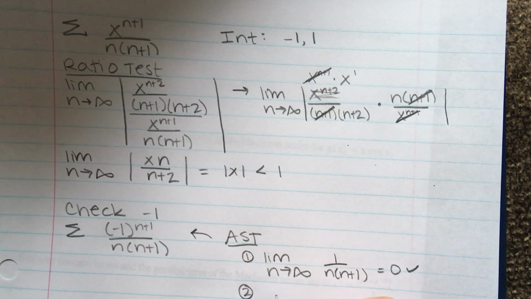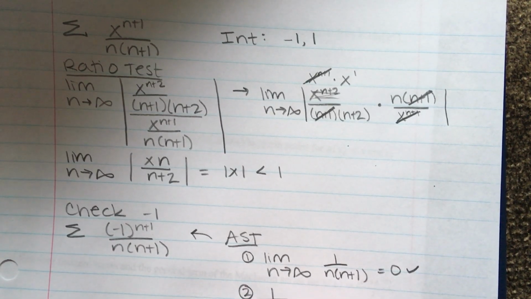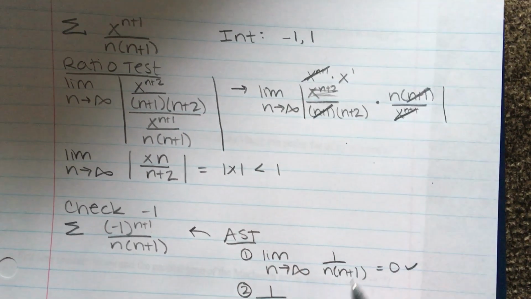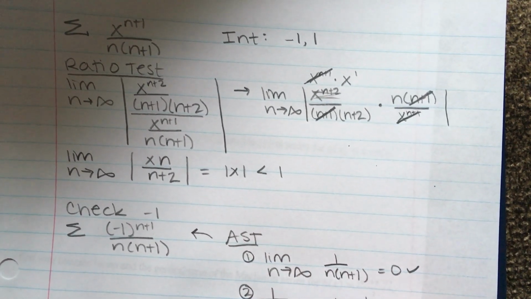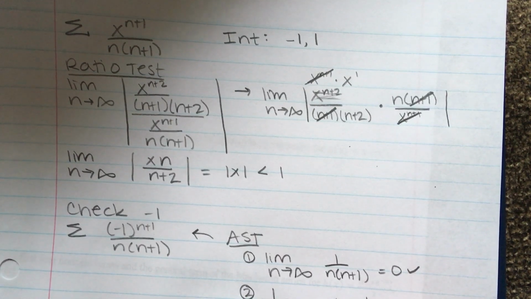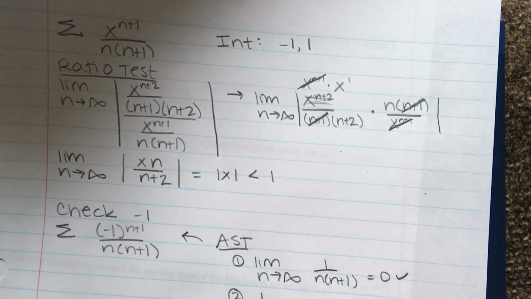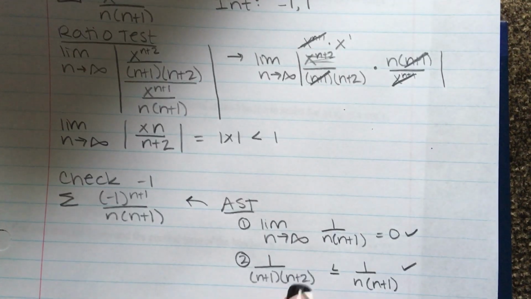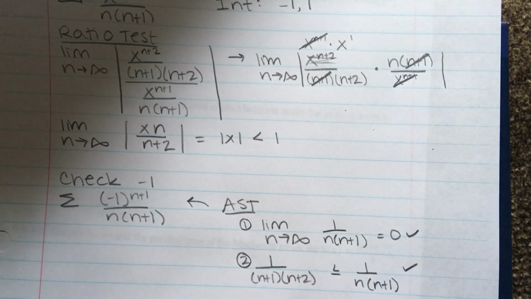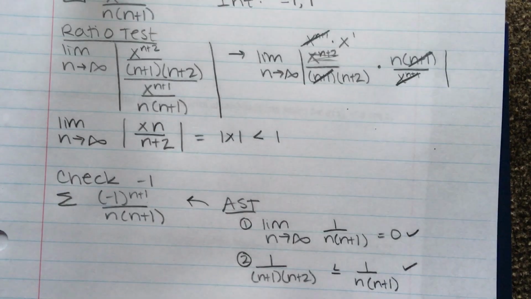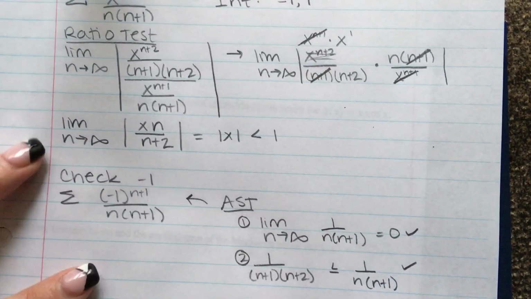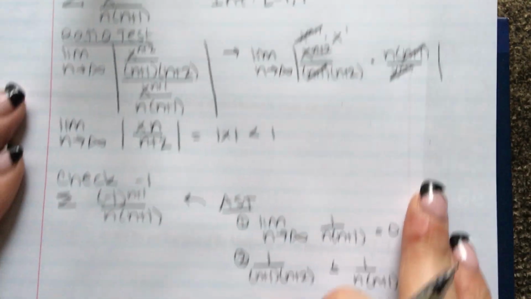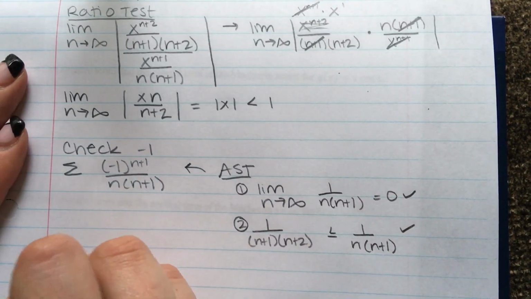And then I want to make sure that if I add +1 to each of my n's, that is smaller than if I don't. That is true. So we know that it is converging at -1 because this passed both of the conditions for the alternating series test. So I'm going to go back up here and I'm going to put a bracket right there. Okay. Then I can go ahead and check +1.